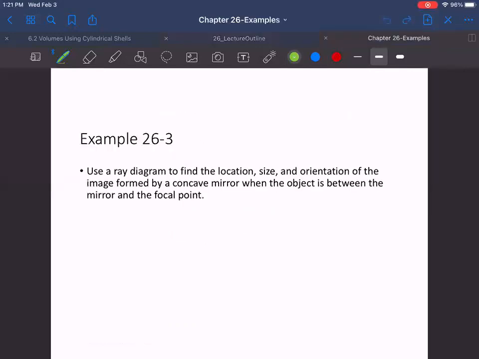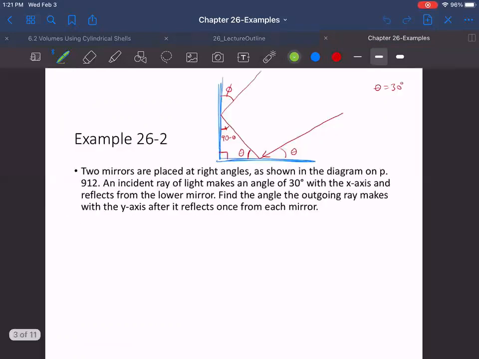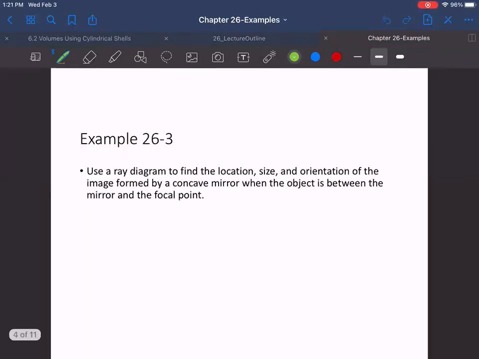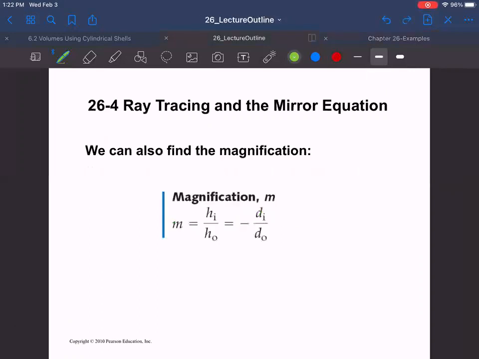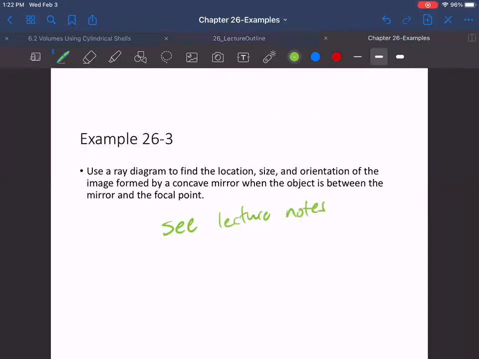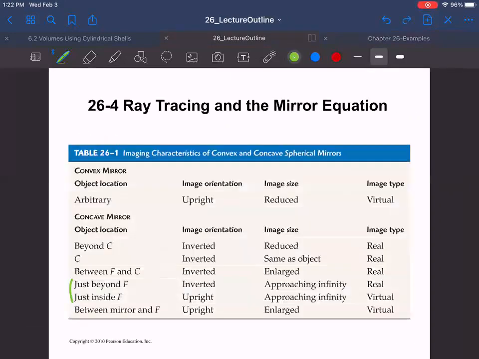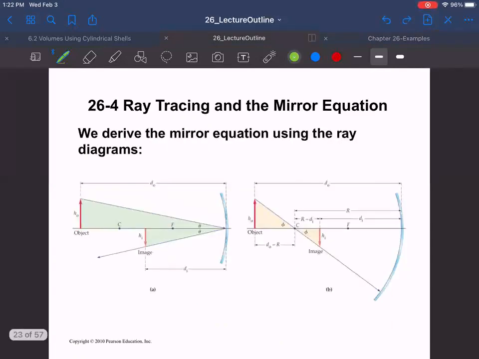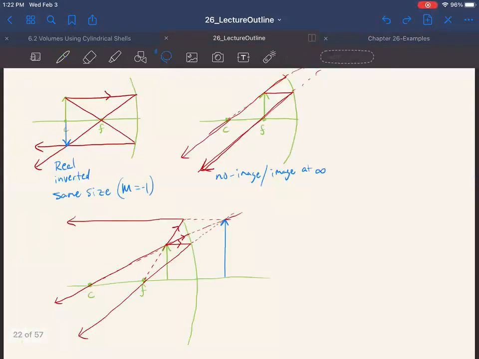So let's take a look over here. I did this one already, so we're not going to do that one. I just did it a couple minutes ago, right? Use a ray diagram to find the size, orientation. So see lecture notes, maybe I should put. Or maybe I could just do this, right? What was that one? Where was it supposed to be? Between the mirror and the focal point? Here, I'll just do this.